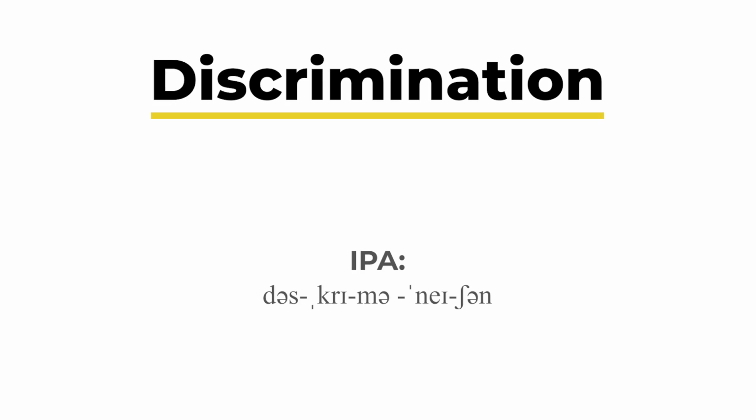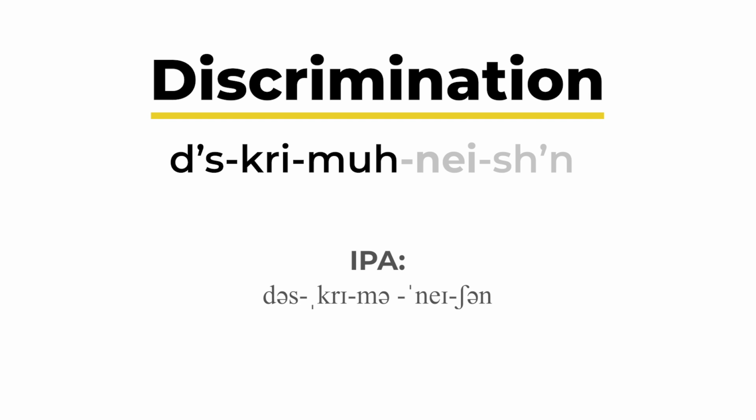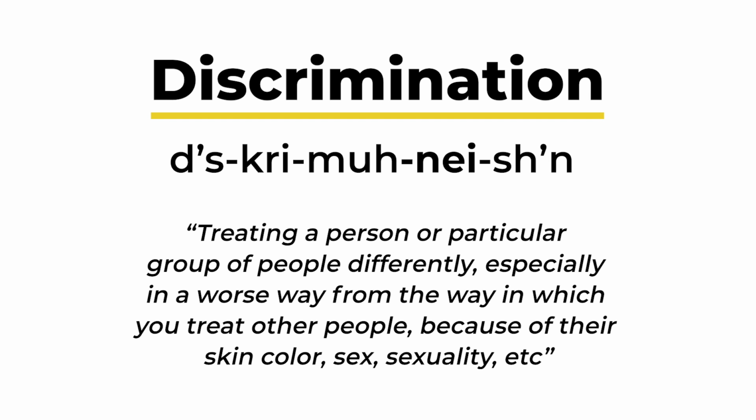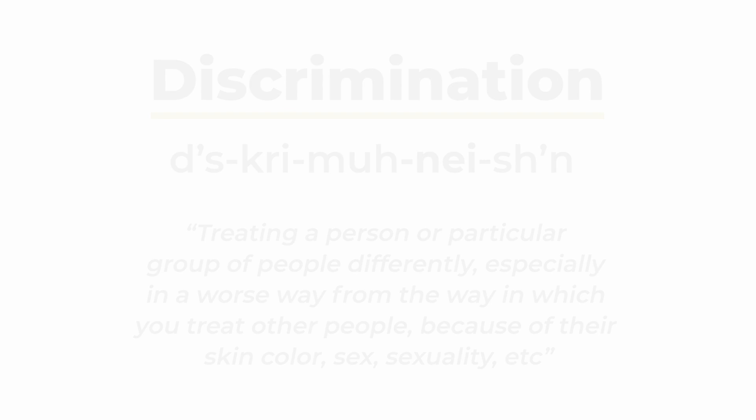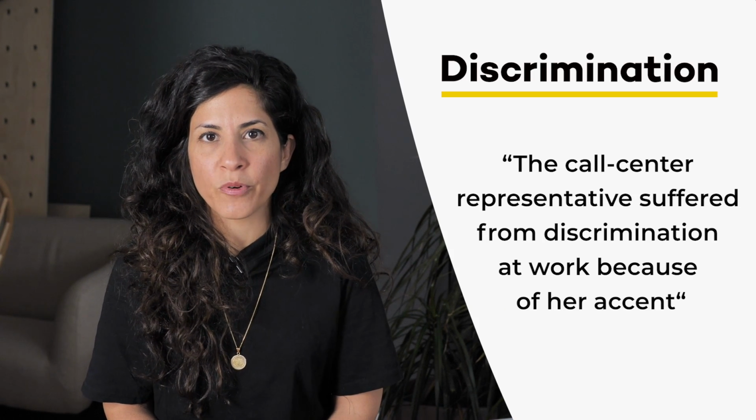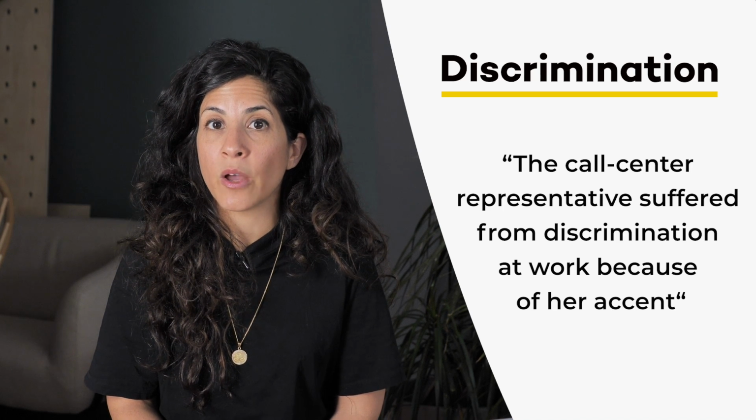The next word is discrimination. Discrimination is treating a person or particular group of people differently, especially in a worse way from the way in which you treat other people because of their skin color, sex, sexuality, etc. For example, the call center representative suffered from discrimination at work because of her accent.